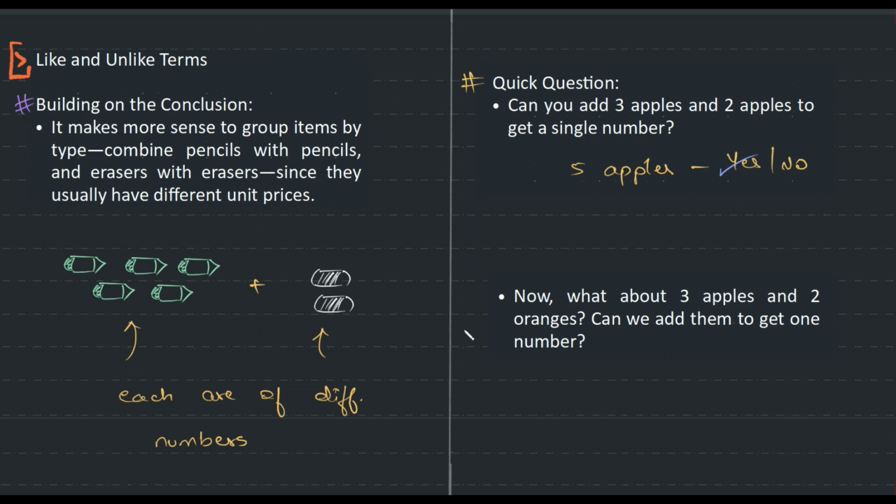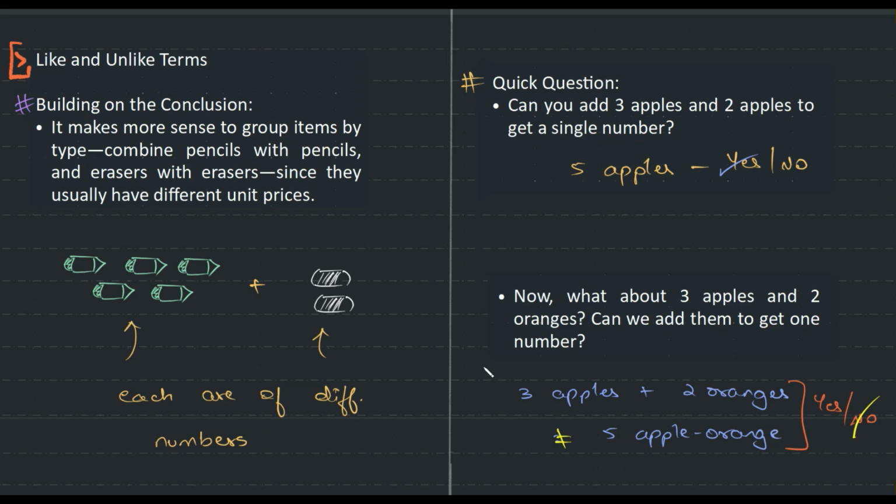Correct answer is yes. What about if we have 3 apples and 2 oranges? Can we add them to get one number? If we have 3 apples and 2 oranges, can we make them as 5 apple orange? Is this even possible? Don't tell me I'll take a blender and this is the answer. Nope, I'm not talking about that. Answer is no, right? There's no such thing.